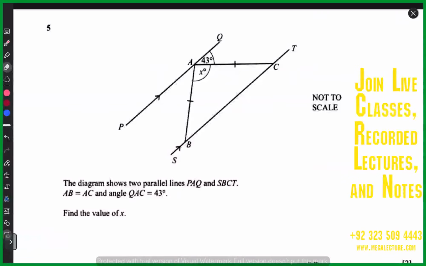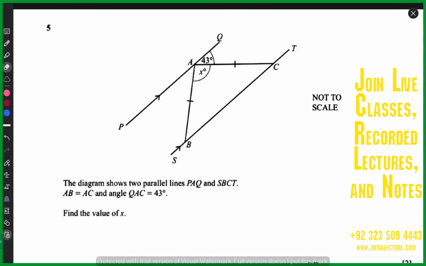Okay, let's read the question first. The diagram shows two parallel lines PAQ and SBCT. He has mentioned that the two lines are parallel, so now you can think about it as two parallel lines. Otherwise, you cannot say that the two lines are parallel just because they look parallel.